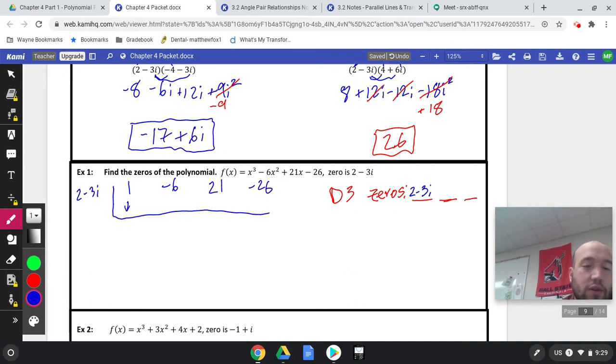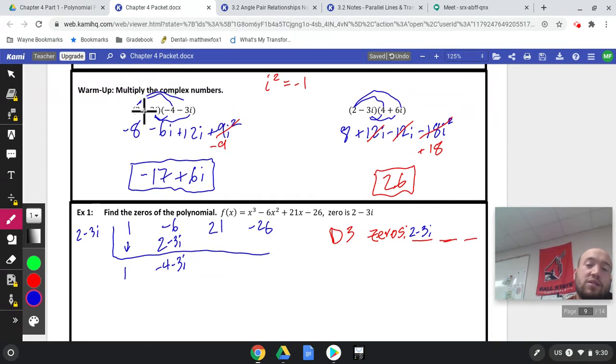Now, we always start the same. We drop the 1. Or drop whatever's in the lead. We multiply that. 1 times 2 minus 3i is 2 minus 3i. Add straight down, and you'll get negative 4 minus 3i. Now we need to multiply that by 2 minus 3i. However, you might notice up at the top, our warm-up problems, 2 minus 3i times negative 4 minus 3i. I already got you set up. That'll save us some time. Here is what you will get.